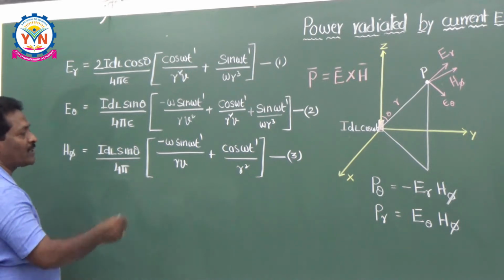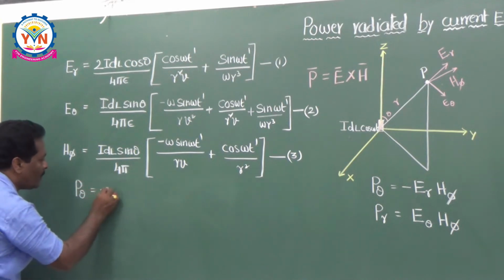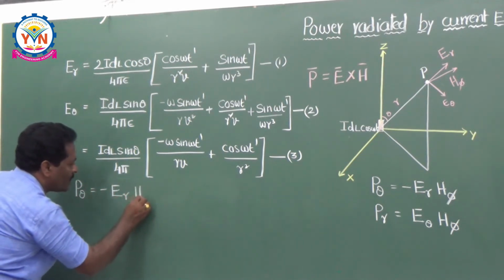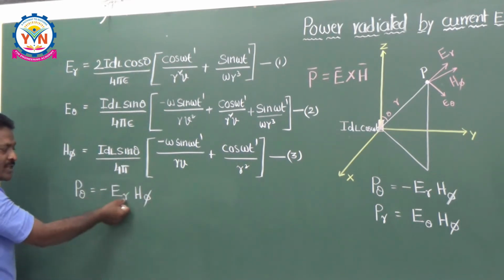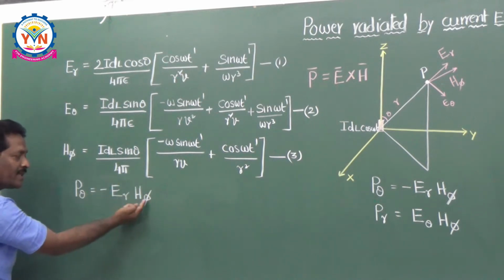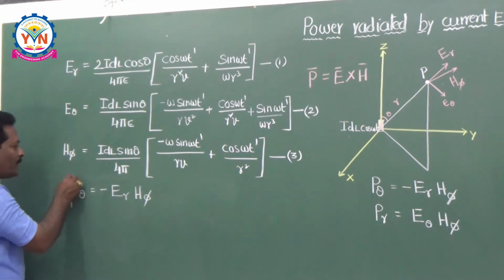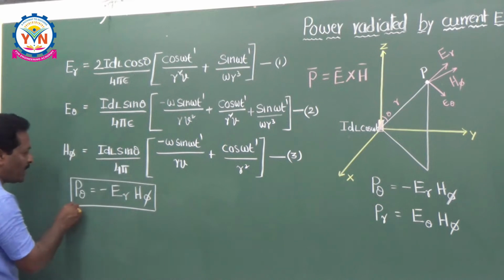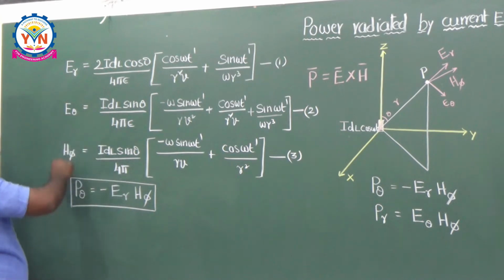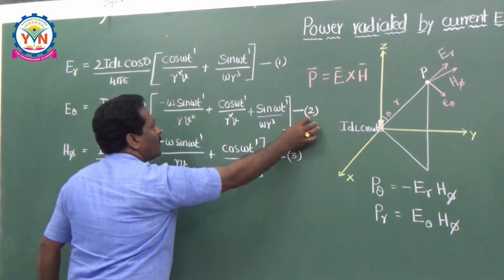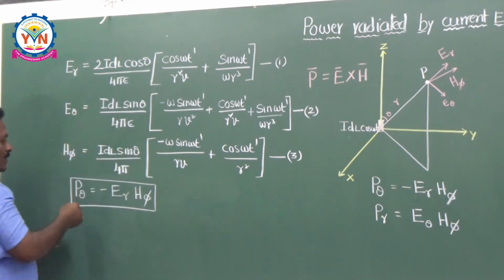Now if you want to have this power P theta, then P theta is equal to minus E_R into H phi. Why is it minus? Because in the spherical coordinate system, the sequence should be R, theta and phi, but the sequence has changed here. That's why the power is negative here. So just multiply E_R and H phi, which are available here. The E_R equation is equation number 1, and then number 2 and number 3. So multiply E_R and H phi and write down the equation here.